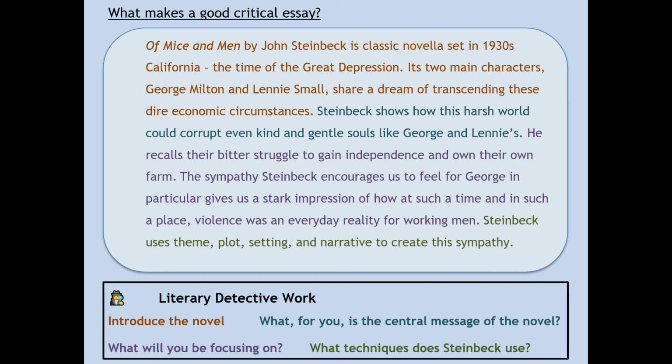In blue, the writer has outlined what for them is the central message of the novel. In purple, they've said what they're going to be focusing on, and in doing so have linked to the essay question, which of course is about which character we found to be the most sympathetic. In green, we can see the writer has outlined which writing techniques they think Steinbeck used to greatest effect in order to explore the issues that the essay question invites us to consider.